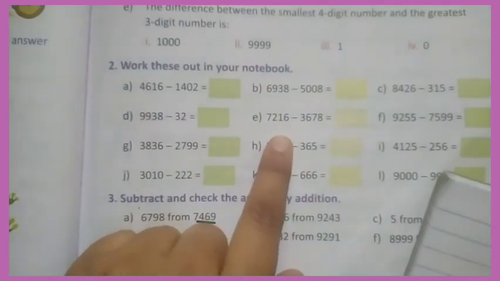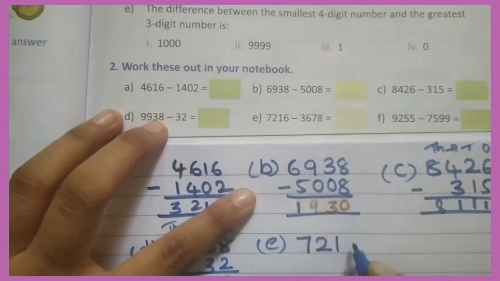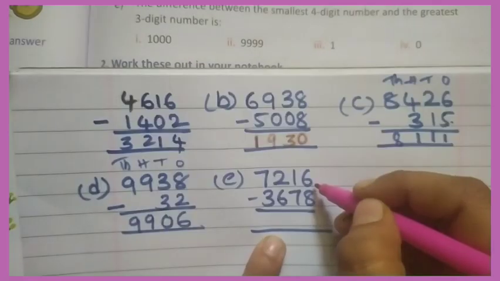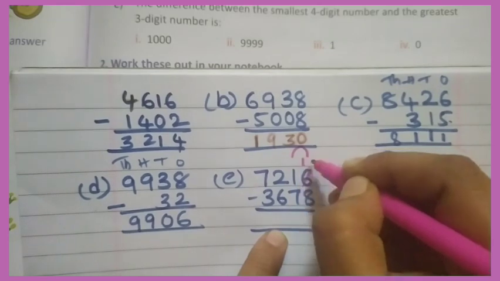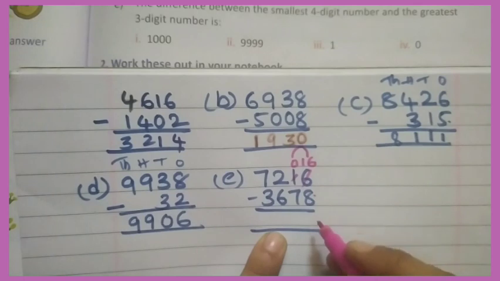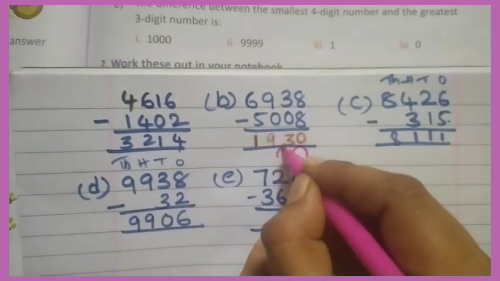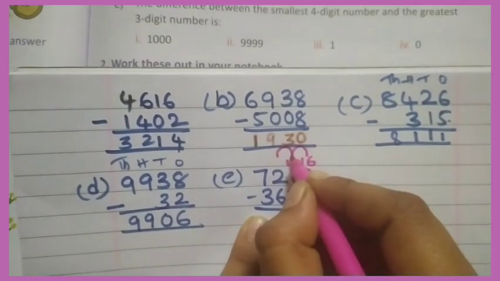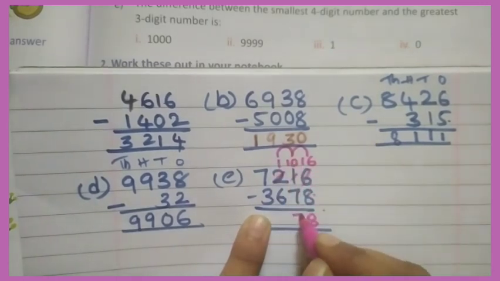Wait, I will explain E also. 7216 minus 3678. From 6 we cannot subtract 8. So we will take borrow. It will be 16. Here this one will become 0. 16 minus 8, 8. From 0 we cannot subtract 7. So we have to take borrow. It will be 10. Okay. When we are giving here, these two will become 1. Okay. 10 minus 7 is 3.